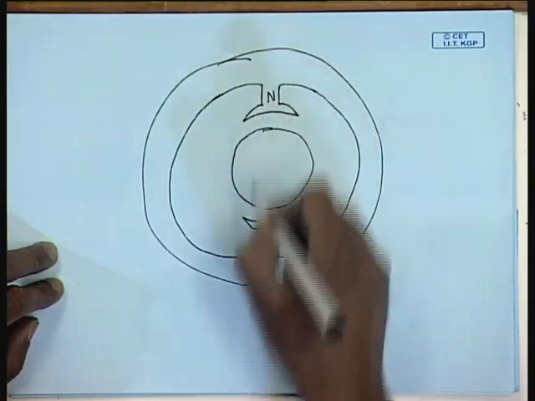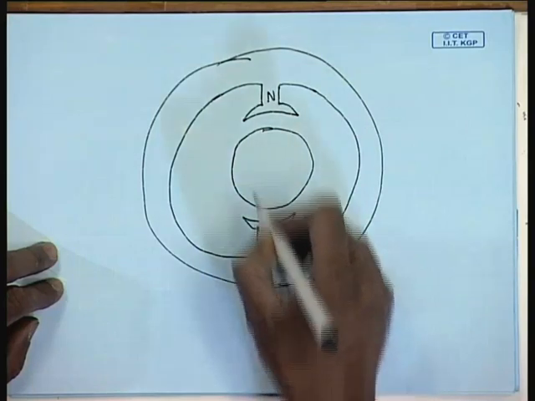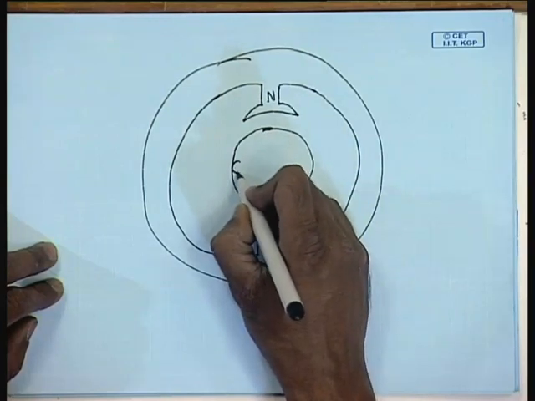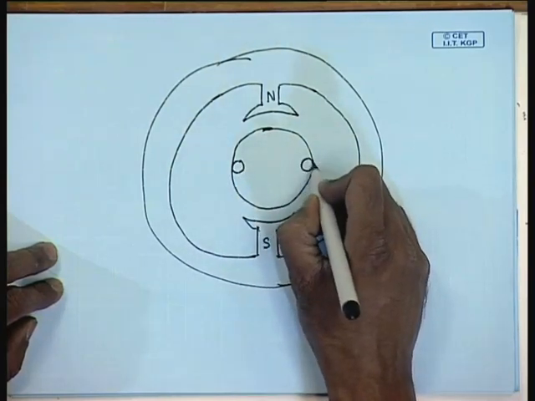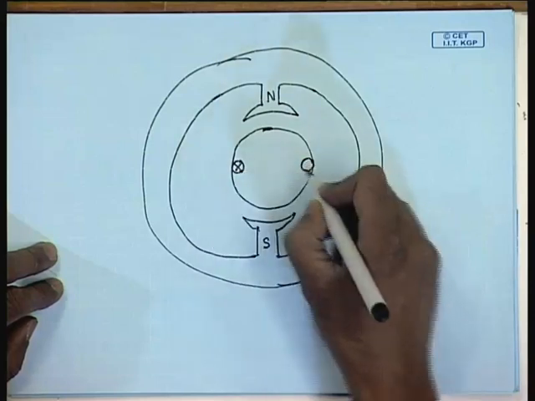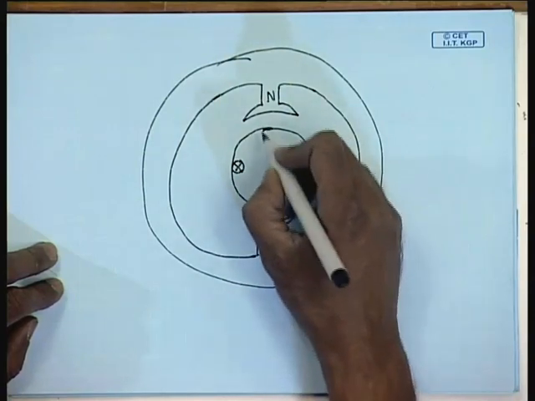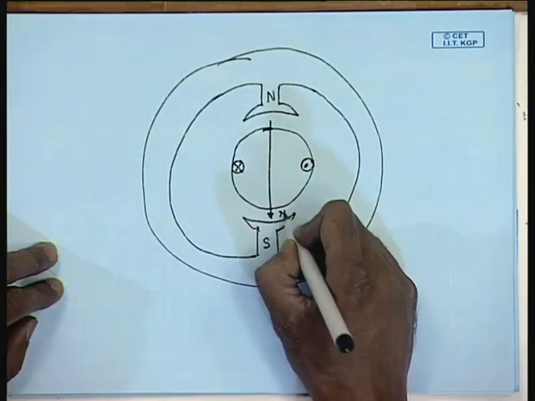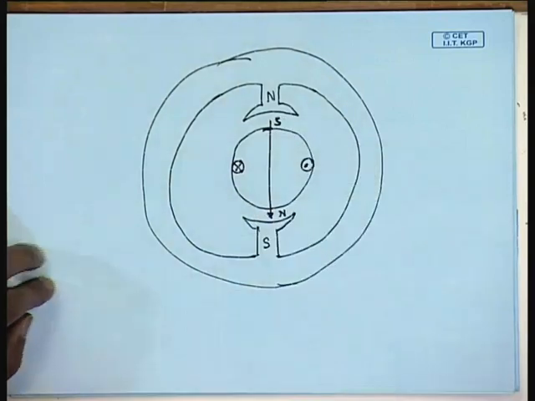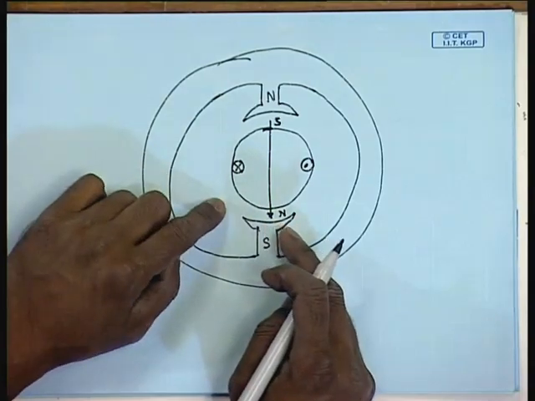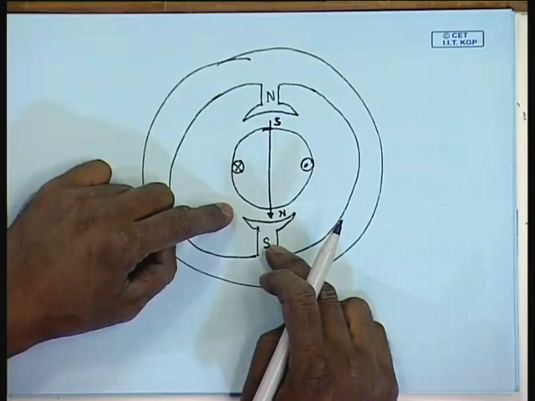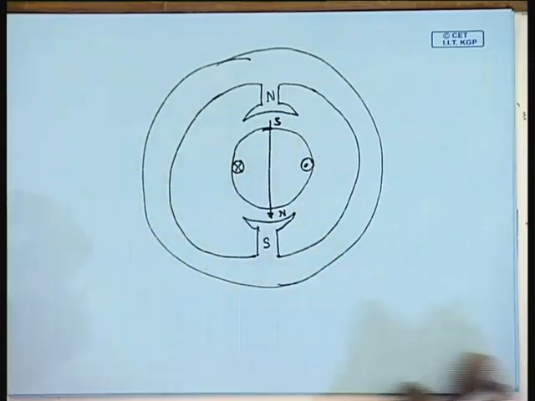This is north pole, this is south pole. The aligned position, it will become somewhat like this. This is the north pole, this is the south pole by the rotor electromagnet. Of course, it will not stop here, as before, due to mechanical inertia this will try to overshoot this south pole. Now, this is where we need to change things.